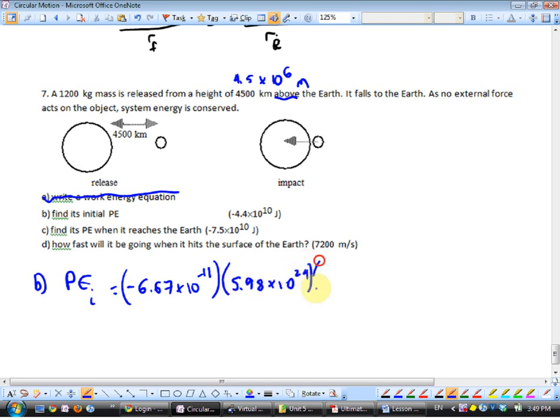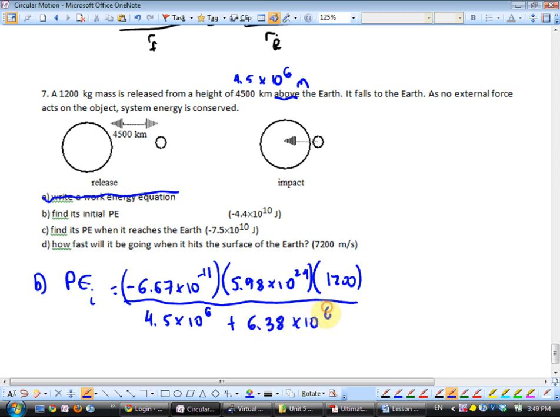All over, what's my initial radius? Here we're not starting on the ground. We're starting up in space. So my initial radius is going to be 4.5 times 10 to the 6th. That's the altitude plus the radius of the Earth. That's the total distance from the center of the planet. That there is your initial potential energy, and it's going to be negative.